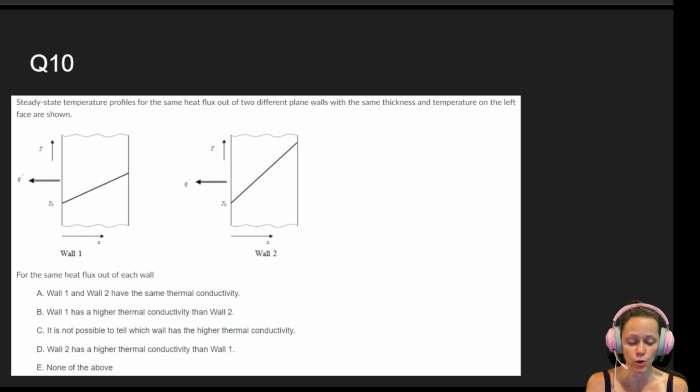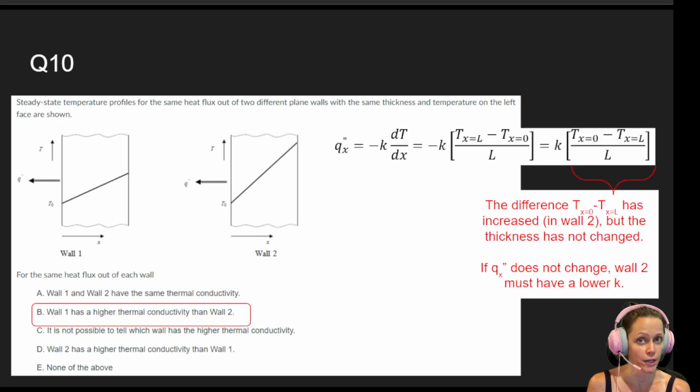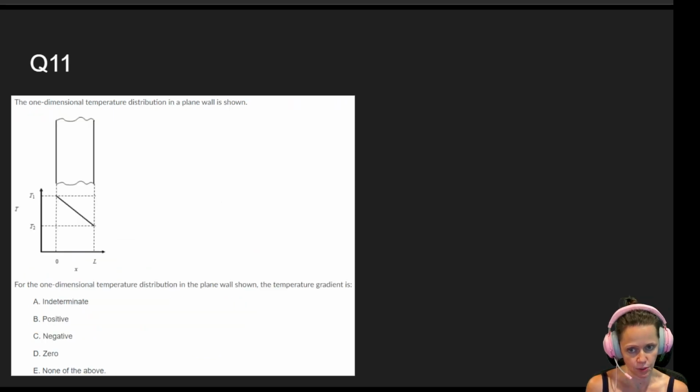It's the same. We're looking at Fourier's law, looking at the dT/dx, the steepness of that slope, and the steeper that slope is, if those heat fluxes are the same, the steeper that heat flux is for one, the k value has to be lower, right? So wall 1 has a higher thermal conductivity than wall 2.